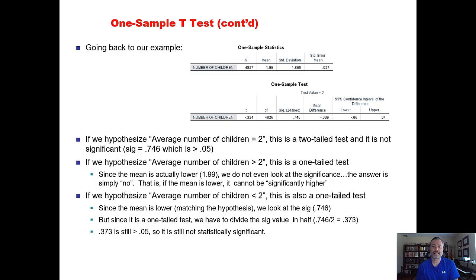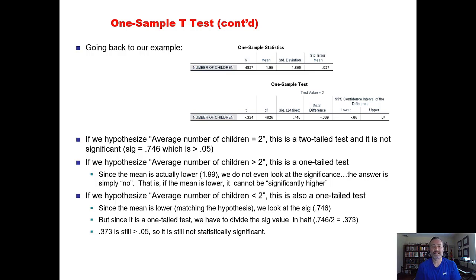If your hypothesis is that it's greater than 2, but then your sample mean actually comes in lower than 2, the answer is no, it's not significantly greater than 2. You cannot have a significantly greater result if your mean is actually lower, right? It can't be significantly higher if it's actually lower.